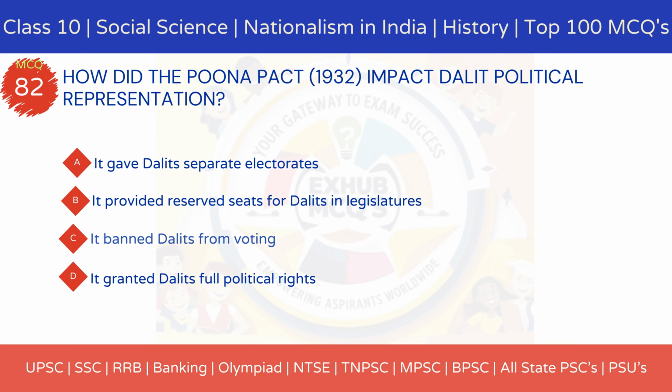MCQ 82. How did the Pune Pact, 1932, impact Dalit political representation? Option A, it gave Dalits separate electorates. Option B, it provided reserved seats for Dalits in legislatures. Option C, it banned Dalits from voting. Option D, it granted Dalits full political rights.